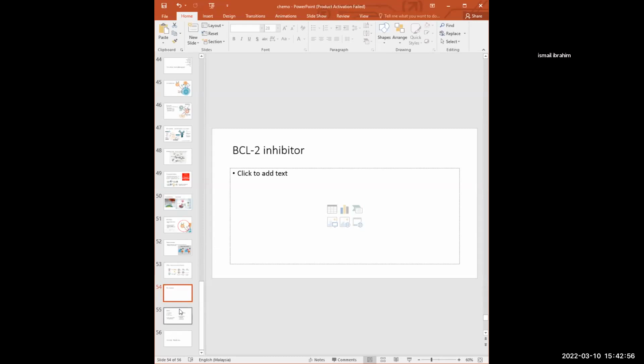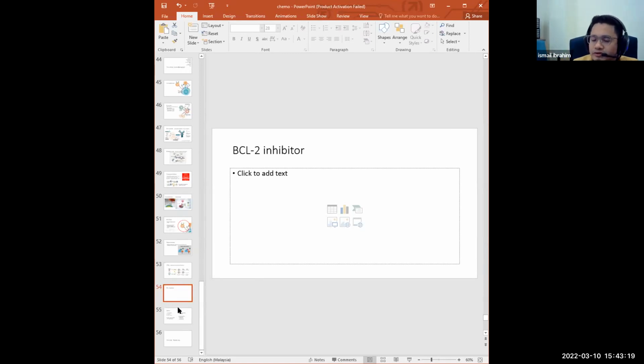Okay, BCL2 inhibitor. So this is a drug that we have called venetoclax. It costs about 6,000 per box, and this is a drug that I keep for patients to use. Somebody donated this. So it's a very potent drug that can also cause tumor lysis syndrome.